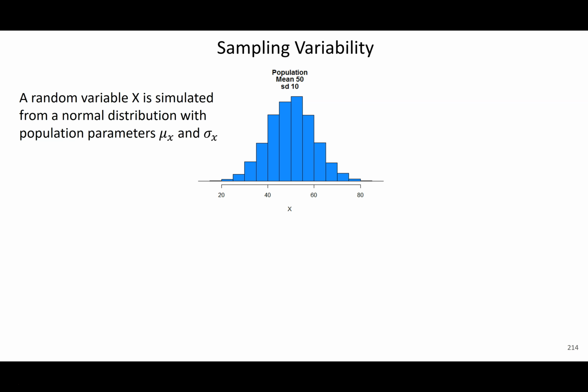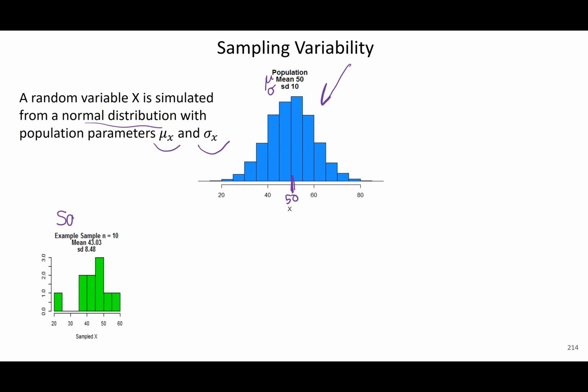So we're going to start out here with a population. The population that we chose is a normal distribution, and it has parameters mu and sigma. I simulated this, so the mean here is 50. It's where it's centered. And the standard deviation is 10. I'm going to take a sample from this population. So this could be sample 1. I took a sample of 10 from this population, and I get a sample mean and a standard deviation of that sample of 10.